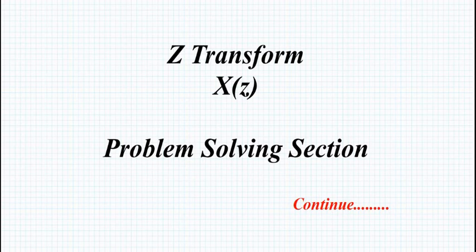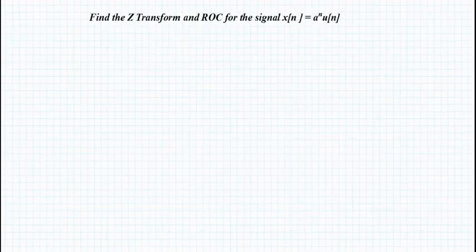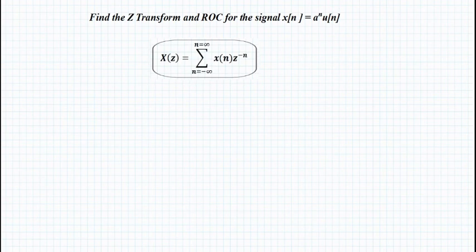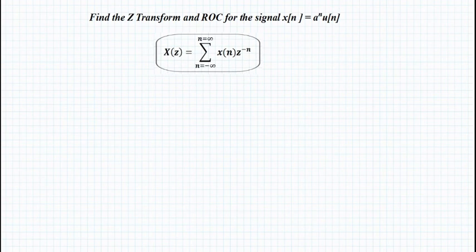Now we'll discuss the Z transform of a signal, how we can find the Z transform of a signal. x of n is equal to a raised to n into u of n. And in order to calculate the Z transform, we need to use the general formula as X of z is equal to sigma n is equal to minus infinity to infinity x of n into z raised to minus n. So this is the general formula.